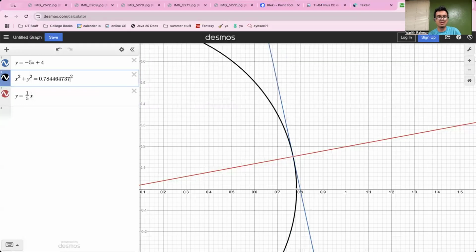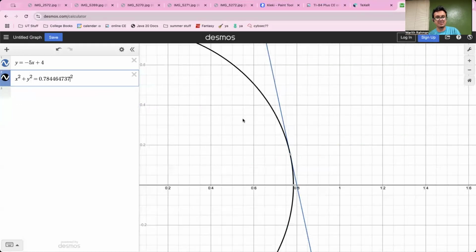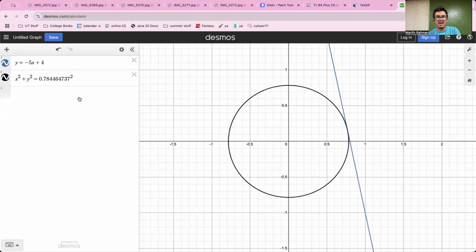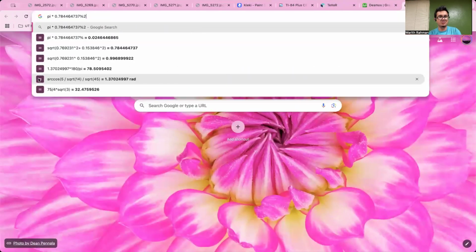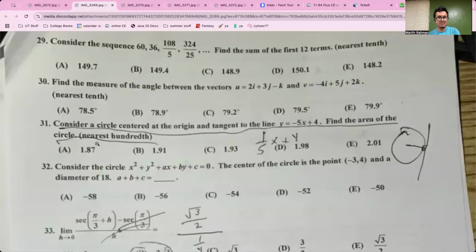So 0.8 was actually not that far off. Yeah, and see, there you go. Now it looks way better. And then all you have to do is figure out the area of this, so pi times the radius squared, 1.933. Okay, there we go. I think I might have panicked way more about that in a test, but it's okay.